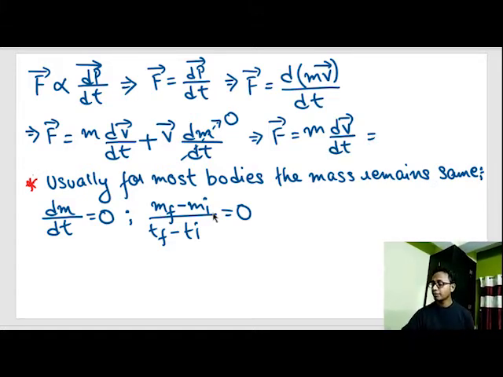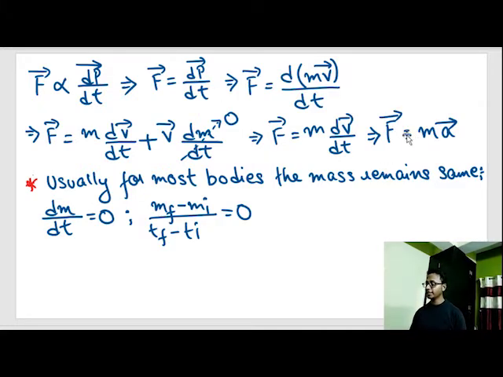Now from the chapter of kinematics, what did we learn? What is dv by dt, or rate of change of velocity? dv by dt is nothing but acceleration. Okay, force is equals to mass into acceleration. Okay, this is how we arrive at F is equals to mass into acceleration.